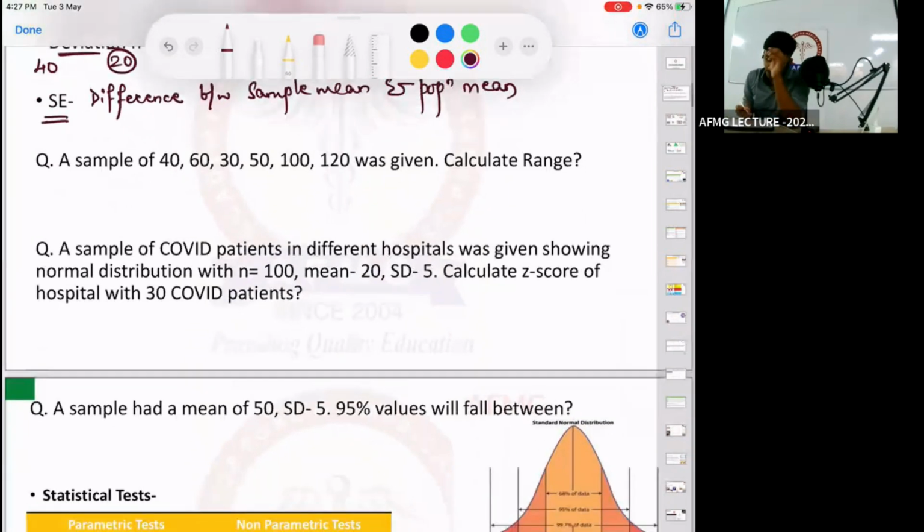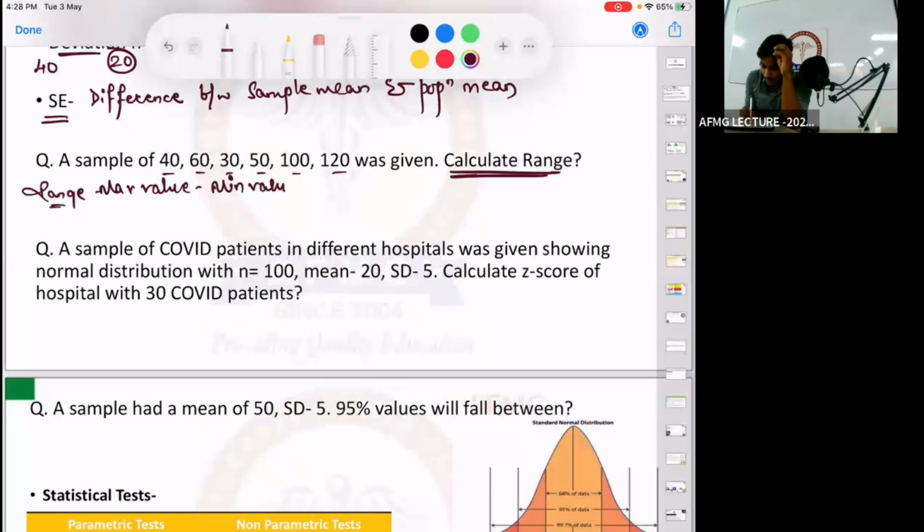Next. A sample of 40, 60, 30, 50, 100, 120 was given. Calculate the range. What is range? Anybody? Right. Range is the maximum value minus the minimum value. So in this sample, what would be your range? Maximum value is 120. Minimum value is 30. So the range in this condition would be 90.